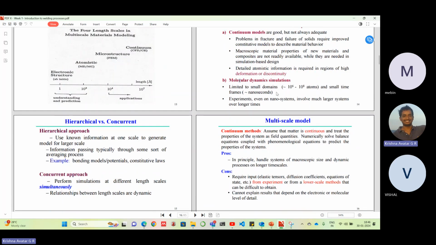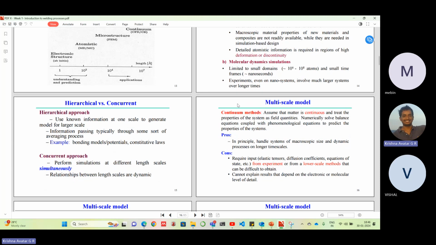If the domain happens to be fairly small, say 10 to the power 6 to 10 to the power 8 atoms, and if you are simulating the system for a very short time period, then the molecular dynamics approach can be used. However, in real world problems, we cannot actually perform molecular dynamics simulations because of the enormity of the number of particles present in a system.